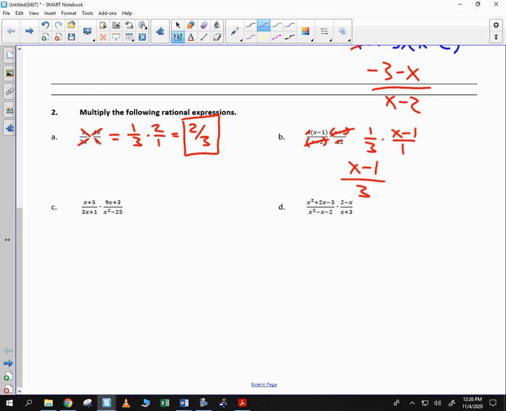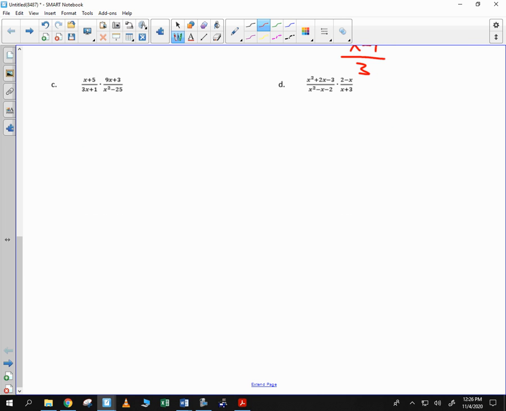In this situation, you need to do some factoring. X plus 5 does not factor. 3x plus 1 does not factor. Factor 3 out of the top, we get 3x plus 1. And on the bottom, factor x plus 5 times x minus 5. You can see in this situation the x plus 5's cancel. The 3x plus 1's cancel. We have the 3 over x minus 5.